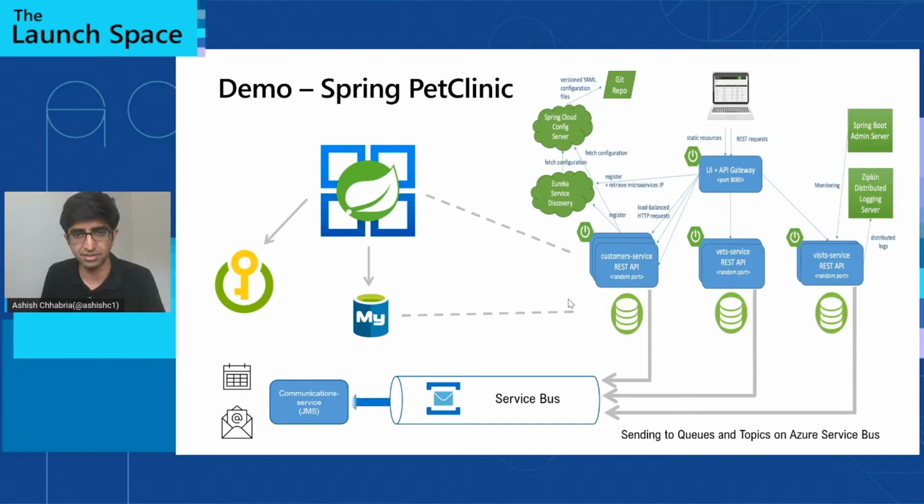On the other side, the communication service will receive the messages from these queues and subscription, process them, and then actually send out the emails to each of the customers. Right. So I have code in the upcoming slides, but I'll walk you through the actual demo and then showcase the code in Eclipse as well.